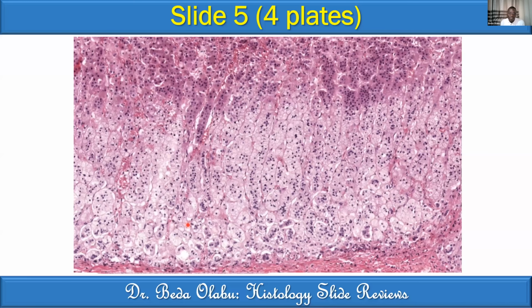Some of those that traverse all the way from here to here are called the long cortical vessels, and the short ones are called short cortical vessels. So you have long and short cortical vessels. The inner zone is this one, consisting of cells which are in anastomosing cords. So we call this one zona reticularis. You will remember the secretions of each zone of the adrenal gland.